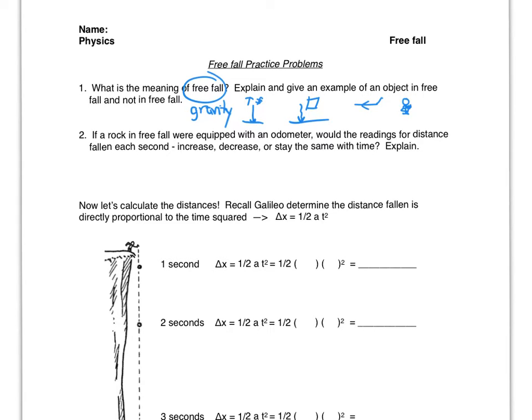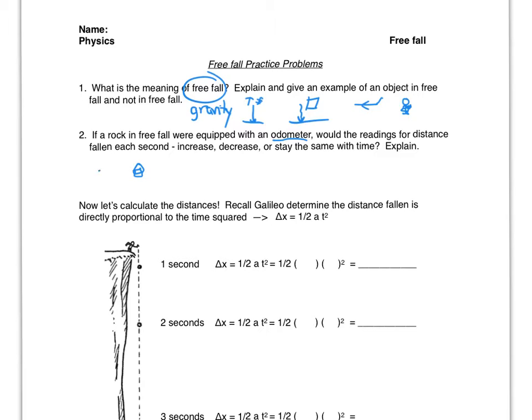Okay. Number two, if a rock in free fall were equipped with an odometer, would the readings for distance fallen each second increase, decrease, or stay the same with time? So remember, an odometer is that thing in your car that registers distance. It tells you the mileage of your car. So if we had a rock in free fall with an odometer mounted on it, the readings for distance would increase with time, right?